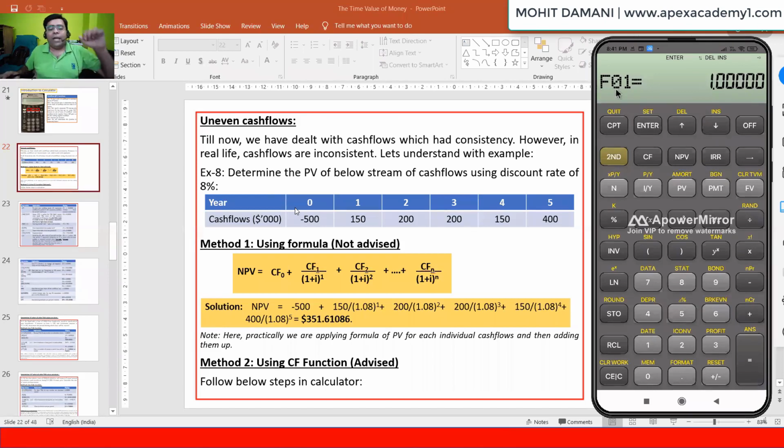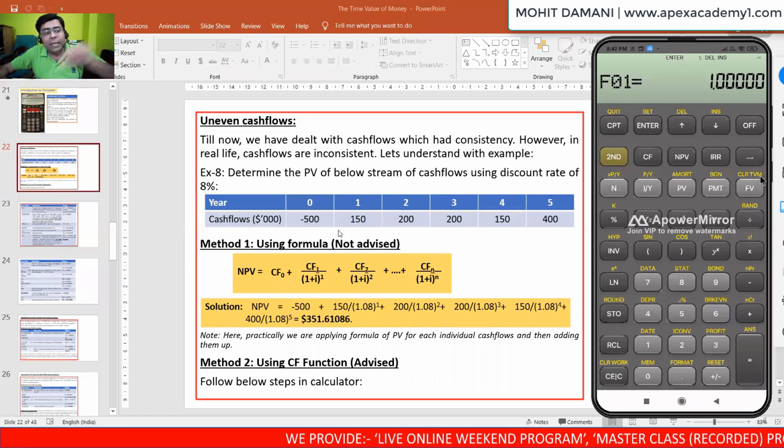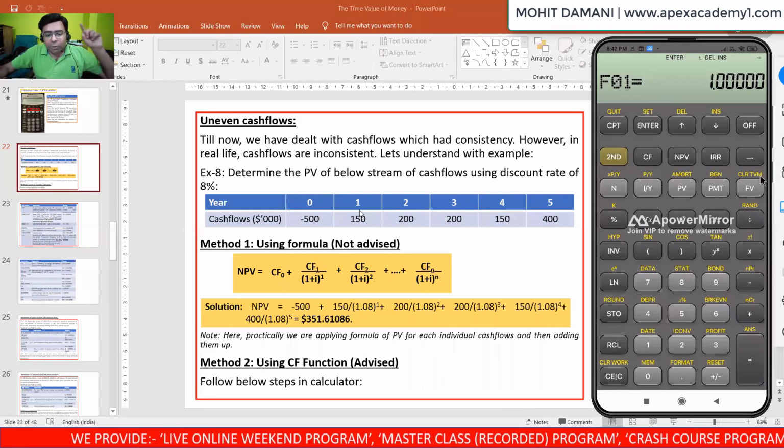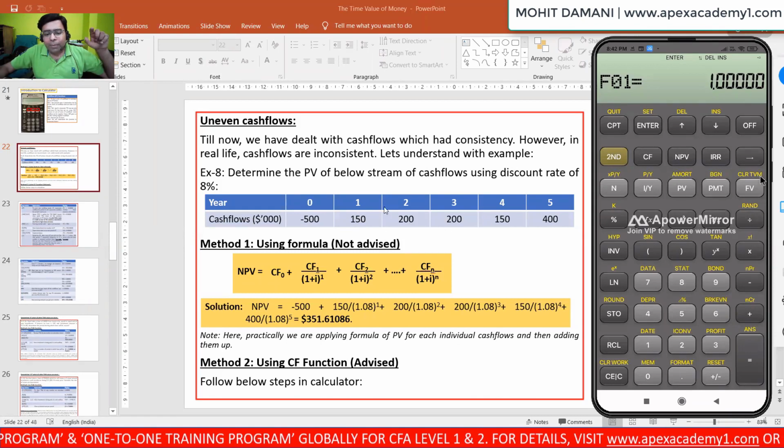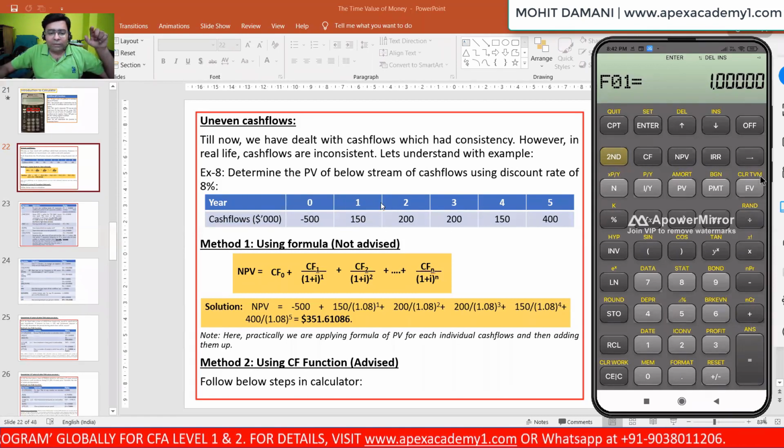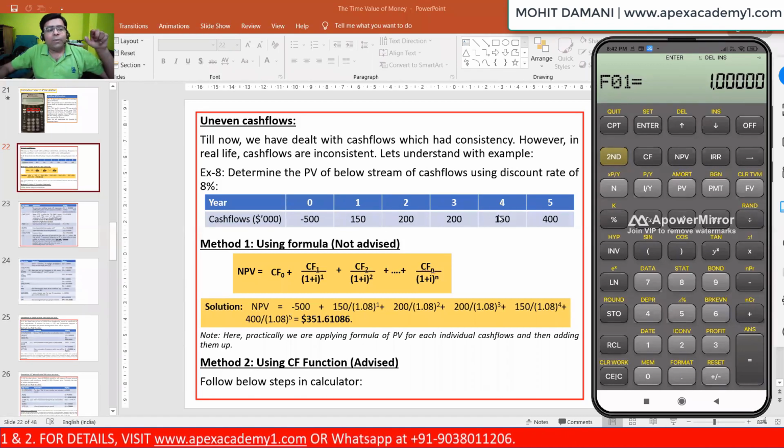Now it is asking for F01. F01 means what is the frequency of C01? That is, the 150 that you have entered over here, how many times is this 150 going to be repeated in a row? In a row means year 1, year 2, and year 3 consistently. 150 here is happening twice, but is it in a row? No, because 150 is coming in year 1 and it is coming in year 4.